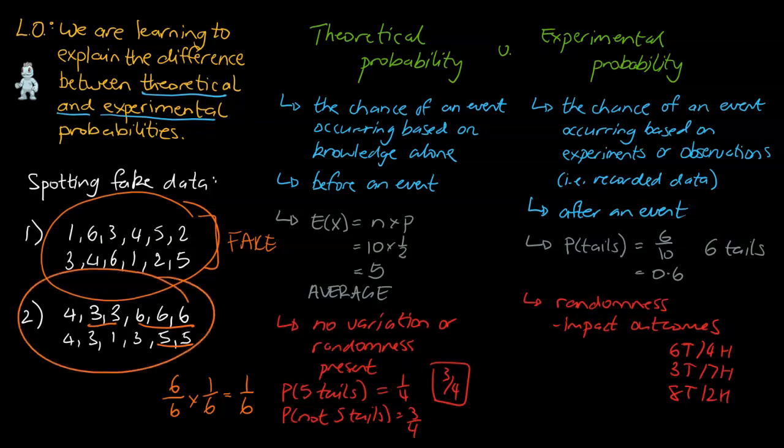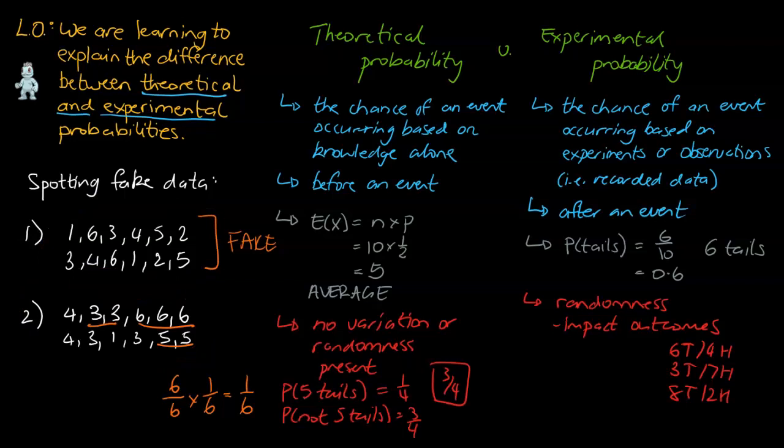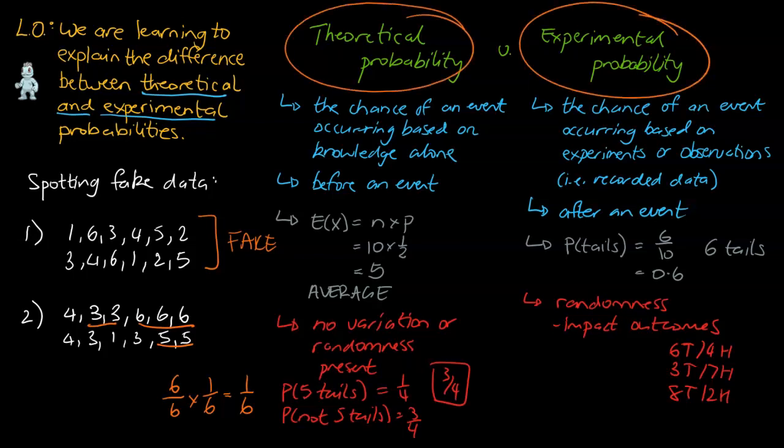Whereas the one down the bottom has some doubles and some triples. I'm expecting that element of randomness in my dice rolling. So, a lot of big ideas in this video. Hopefully this gave you a good understanding of the difference between theoretical and experimental probabilities.